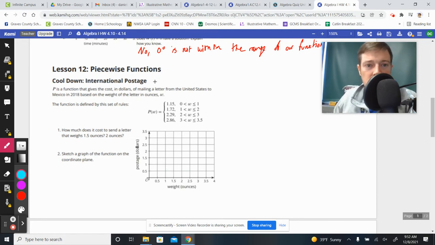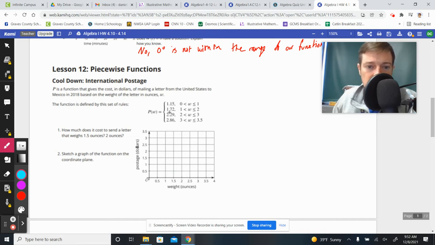We're looking at piecewise functions. A piecewise function has a different rule or output for different parts of the domain. So as the domain changes, different intervals, this one is like 0 to 1, 1 to 2, 2 to 3, 3 to 3.5, you'll have different outputs.